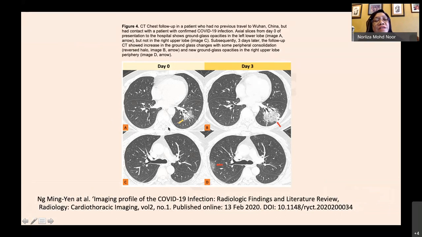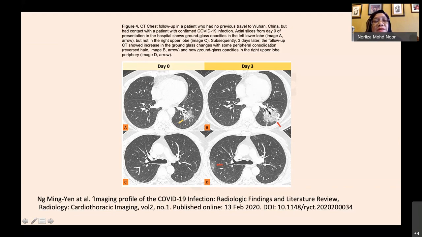So this is day zero, they scan, this is from Eng Min Yen, the profiling of COVID-19. So this day zero here shows the ground glass opacities. Then this is day 3, you can see it's getting bigger. So this is day 0, this is one slice, this is another slice. The upper slice does not have anything. But at day 3, the third day, see how fast it attacks.